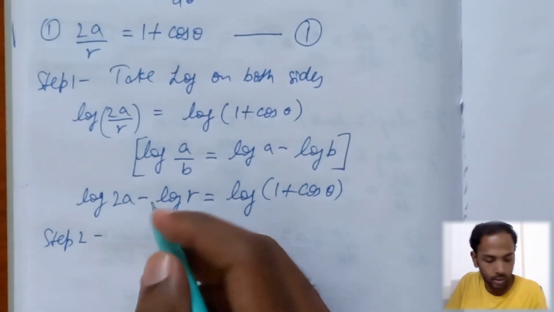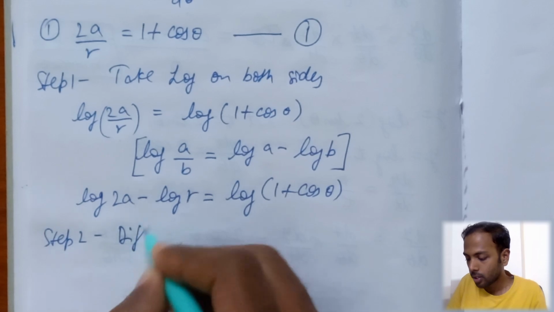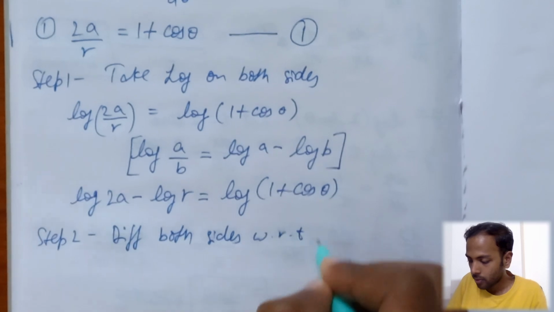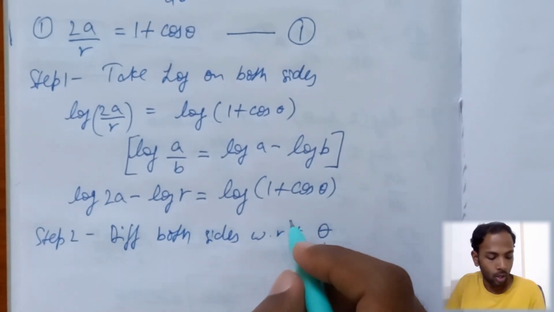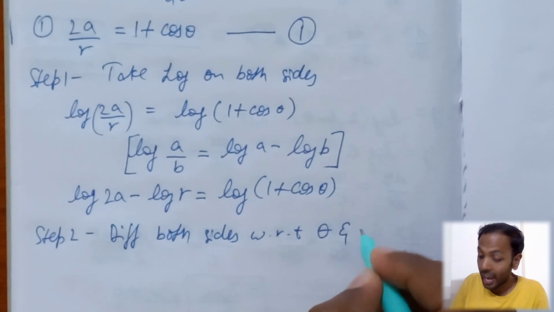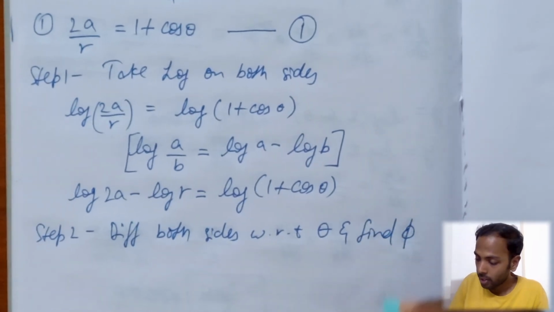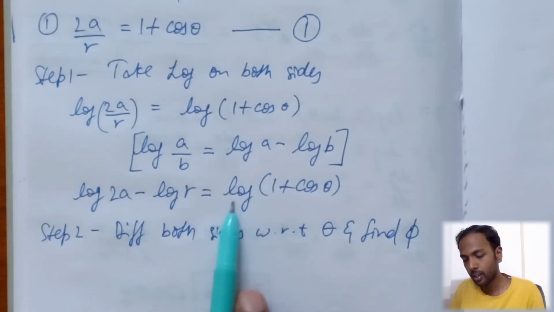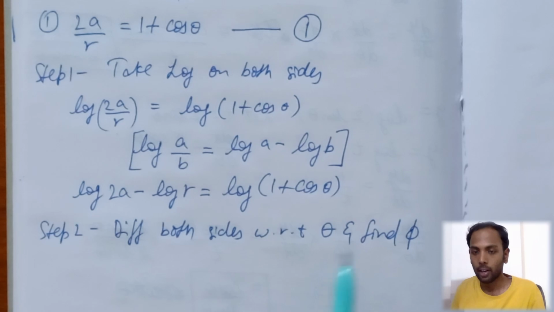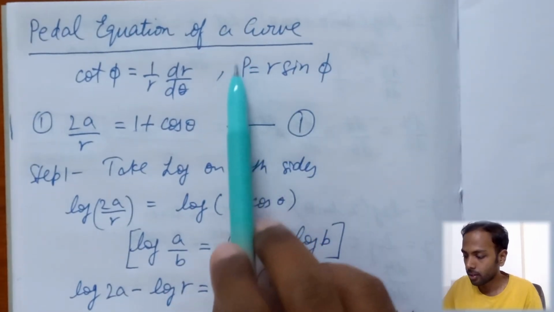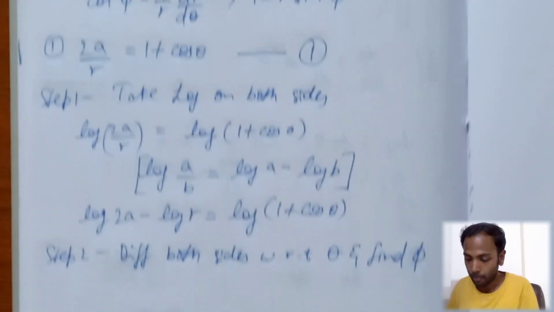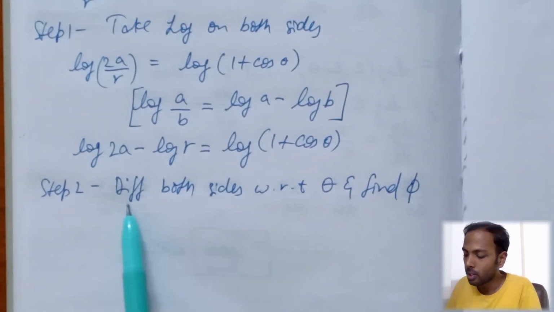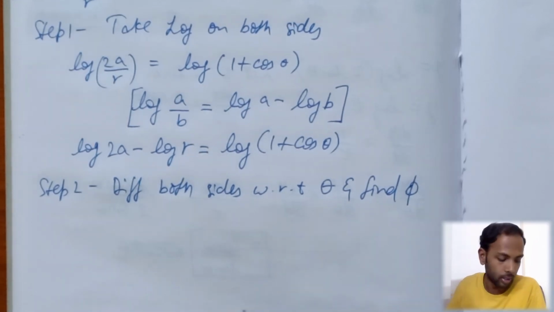Step number two is to differentiate both sides with respect to theta. Differentiate both sides with respect to theta and find phi. Yes, you must differentiate first. First, differentiate with respect to theta on both sides, and then ultimately find the phi value, because phi is involved in both the formulas. So phi is mandatory; it's required. It's a part of the procedure. You can't ask how or why. It is a procedure, so we are following it. So differentiate both sides with respect to theta and find the value of phi.